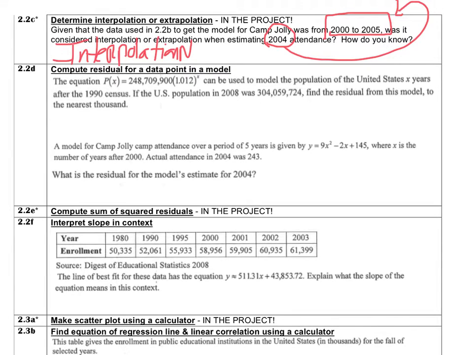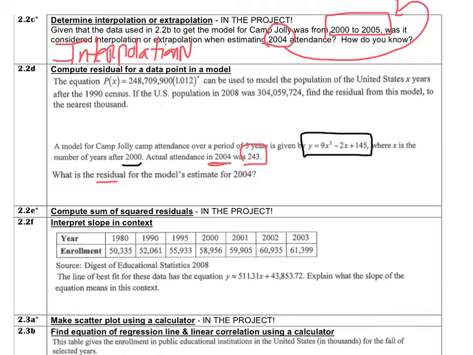2.2d says compute the residual for a data point in a model. And I want to start down here with the Camp Jolly example, and then we'll go to the top one here. We're going back to the same Camp Jolly, where it was a 5-year period, and this was our particular equation. And X is the number of years after 2000. The actual attendance in 2004 was 243. They want us to compute the residual.